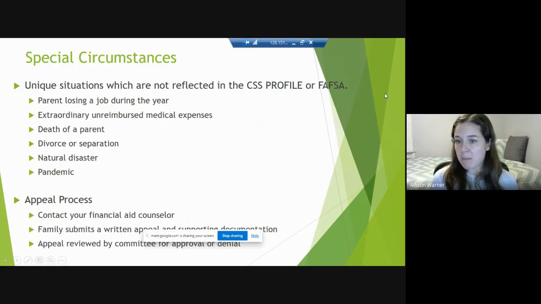So while it may seem like the financial aid process is really only going to look at one set of circumstances, like this is what your situation is for 2019 and there's no way around it, every institution has their unique policies and procedures to handle special circumstances for when your family situation is truly no longer being captured on either application. Some of these unique situations are like a parent losing a job, extraordinary unreimbursed medical expenses, the death of a parent, divorce or separation, natural disaster like hurricanes or tornadoes, or, and most topical, a pandemic.